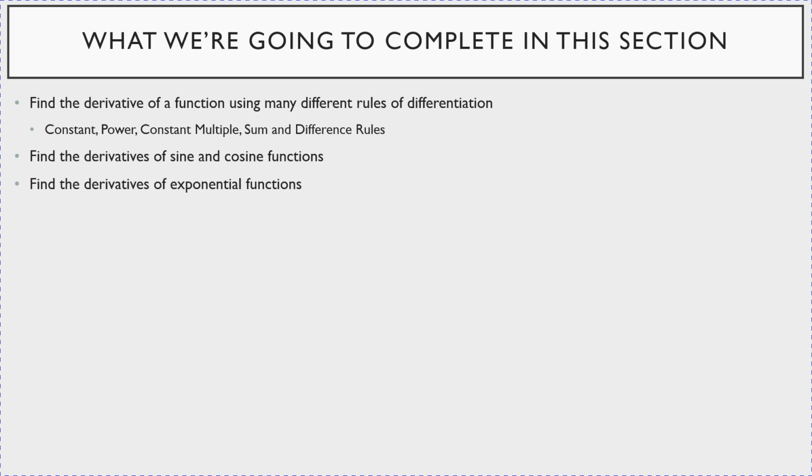And then we're going to talk about how you find the derivatives of exponential functions, specifically just this function, e to the x. We'll talk in later lectures about how you find the derivatives of other bases that are not e. But this one here, we're just going to stick with e.